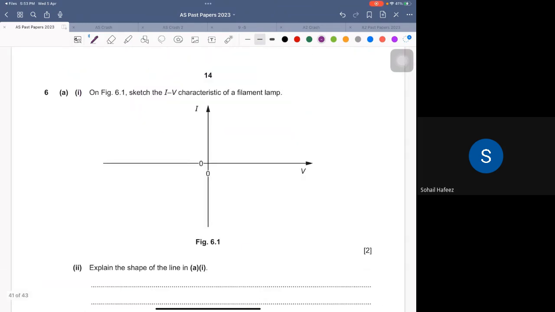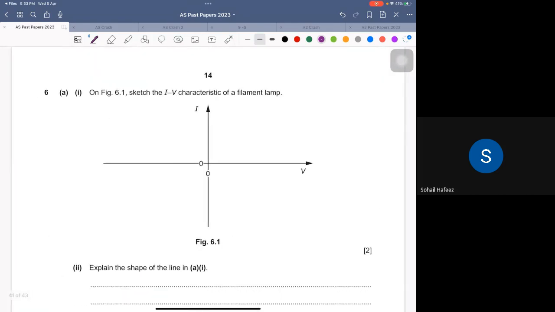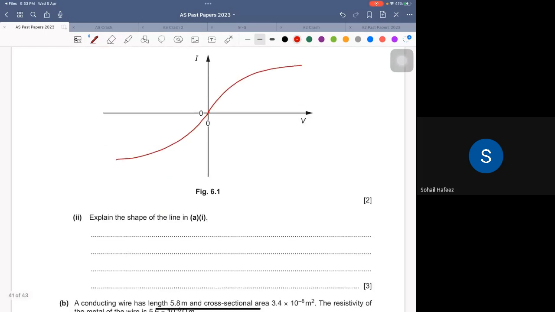Finally, we're going to go to 6. How many questions do we have? 7 or 2 questions? So for the filament lamp, it's basically like this. It's a fact question. You have to remember this. Then it says explain the shape of the line, and why the shape of the line is like this, because number 1, please write for 3 marks.